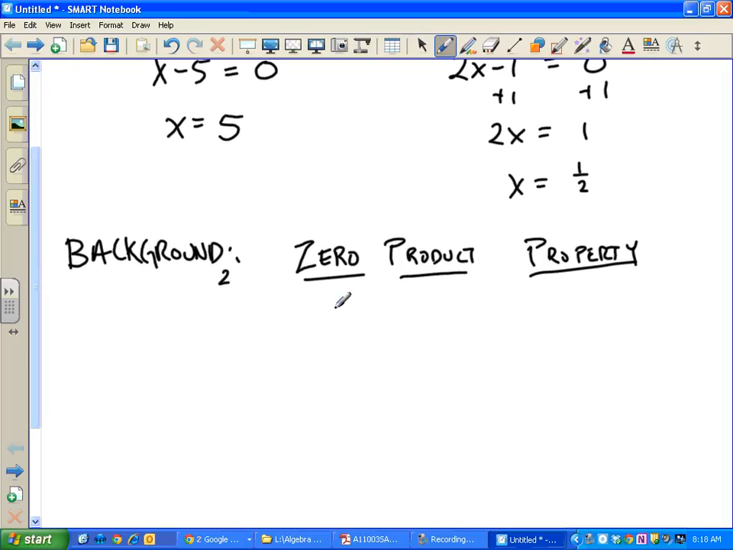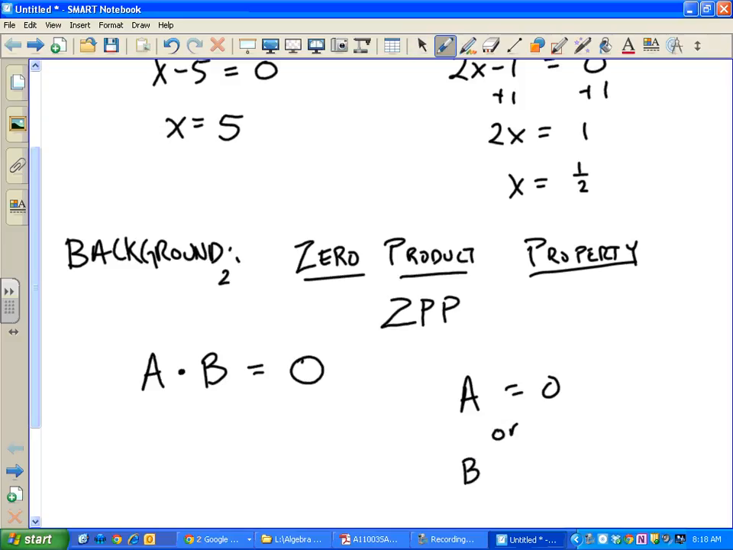The zero product property, also informally known as the ZPP in my classroom, the ZPP tells us if I've got a number, let's call it A, times some other number, let's call it B, and it equals 0, hold on one second, then either A equals 0 or B equals 0. Do you guys agree with that? If this is true, then these have to be true.